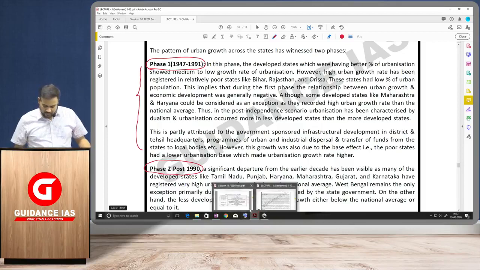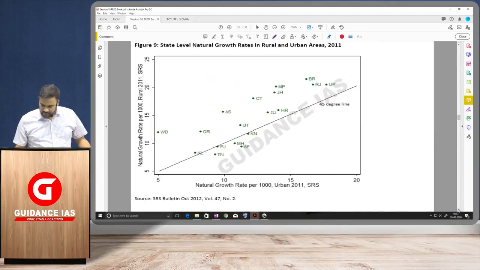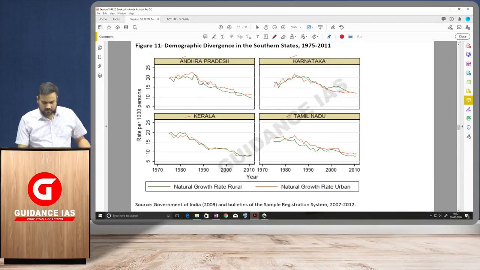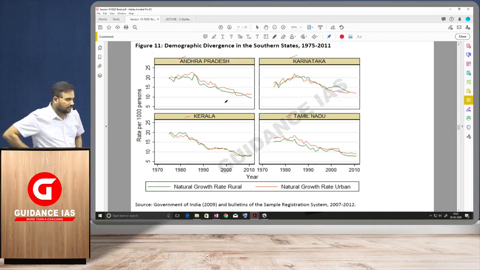ठीक है? दूसरा फैक्टर अभी जो हमने बात किया था is this one. What has happened with the demographic divergence in the developed states? The demographic divergence has become low between the rural-urban growth differential. So the demographic divergence between the natural growth rate of rural and urban has reduced. ठीक है? So this is another factor. While in the underdeveloped states अभी हमने क्या देखा है? It has widened.